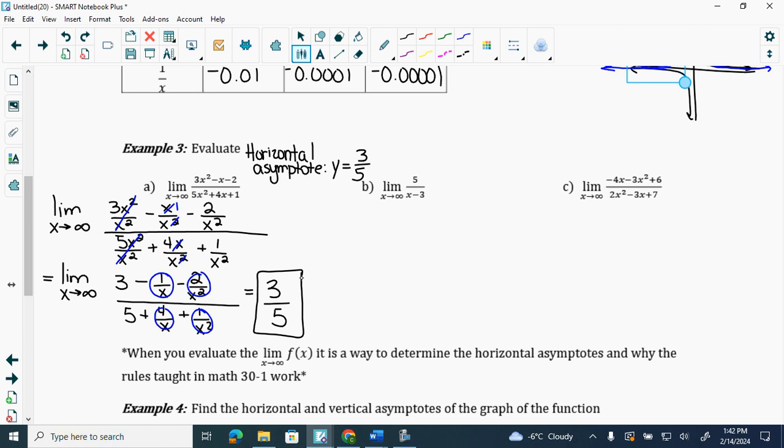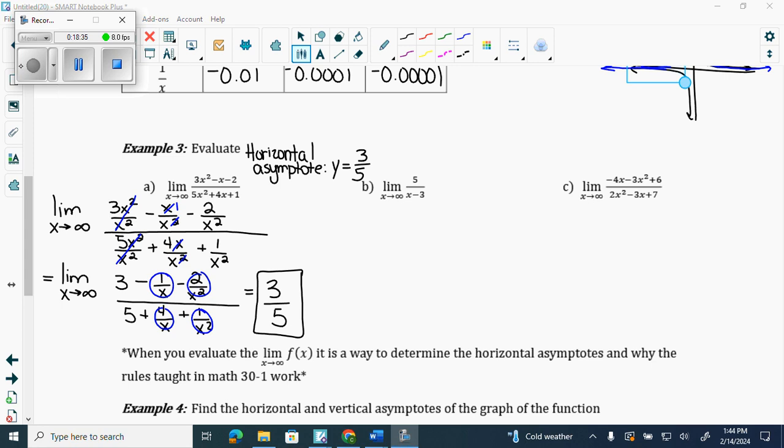This one here, what's the leading coefficient of the numerator? -3. What's the leading coefficient of the denominator? 2. So your answer is y equals -3 over 2, your horizontal asymptote. Correct? Now, using the limit, show me why that works. What are we going to divide each term by? x squared, the largest exponent.